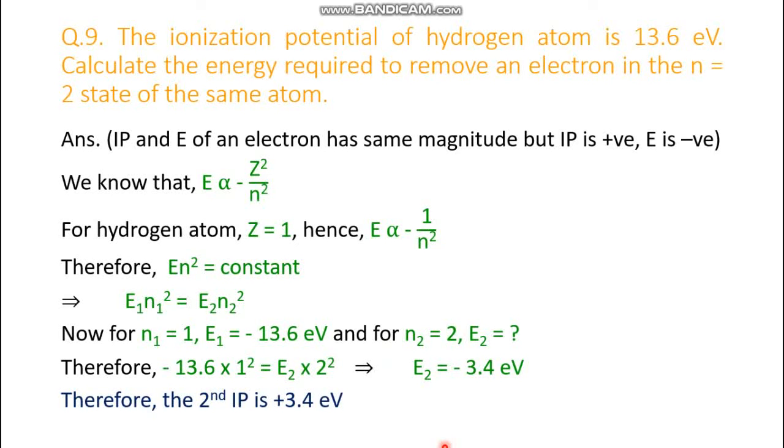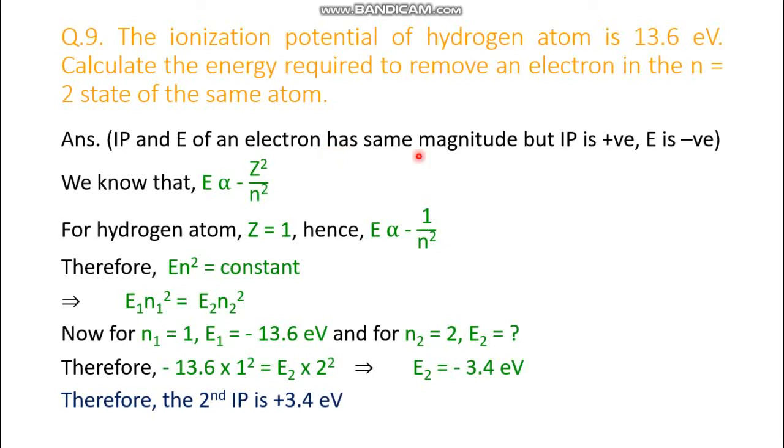Okay, now move on to the question. The ionization potential of hydrogen atom is 13.6 electron volt. You have to calculate the energy required to remove an electron in the n equals 2 state of the same atom. Now one thing you must know, that ionization potential is actually the energy of an electron.